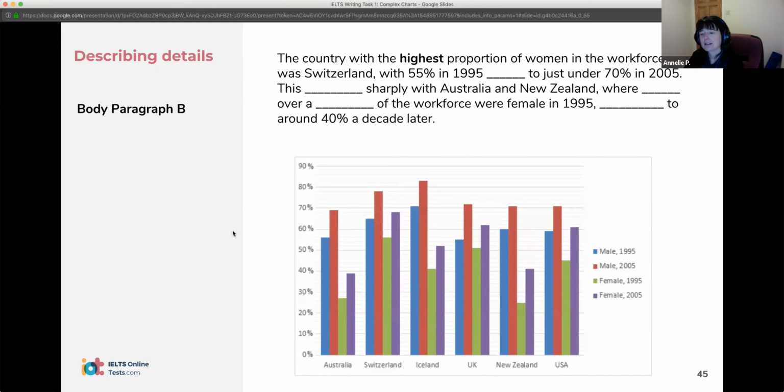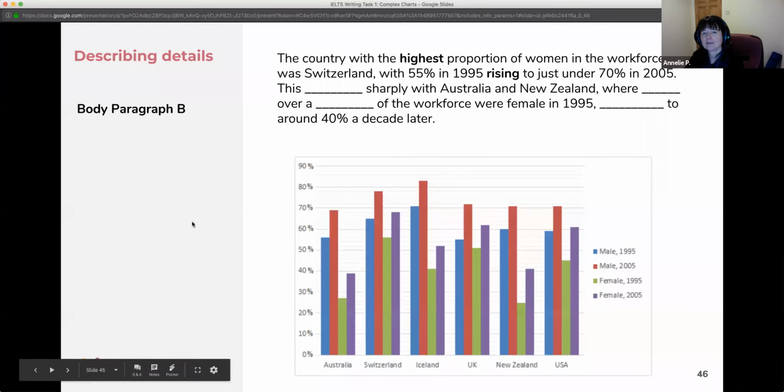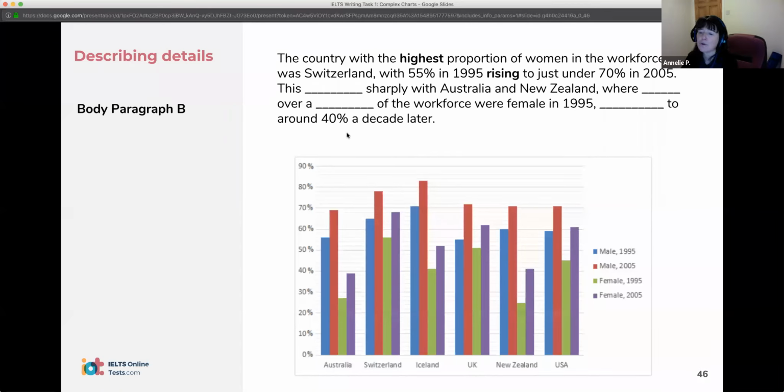Think about your tenses. Okay, yeah, rising to just under 70% in 2005. Okay, very good, Ling. More proportion. You can't say more. Okay, first of all, more would only be comparing to, and here we're comparing more. But with proportion, you need to use an adjective. So it needs to be highest or conversely lowest. You can't use most with proportion. Okay.